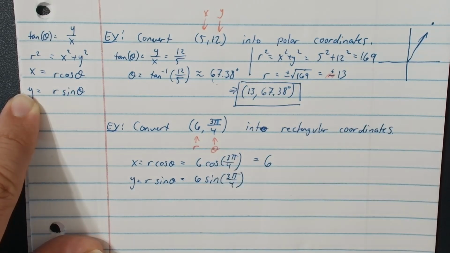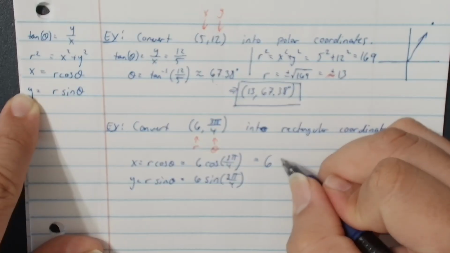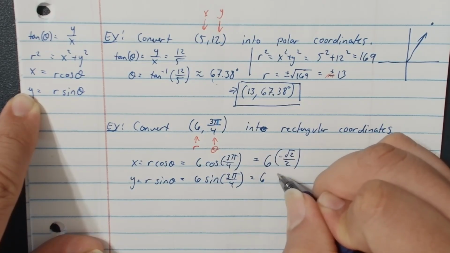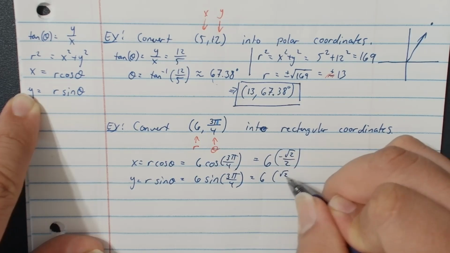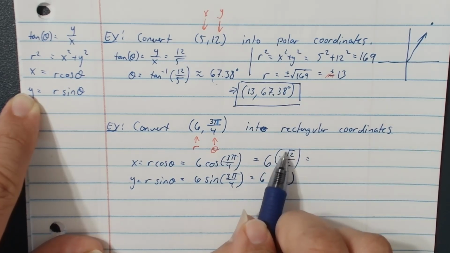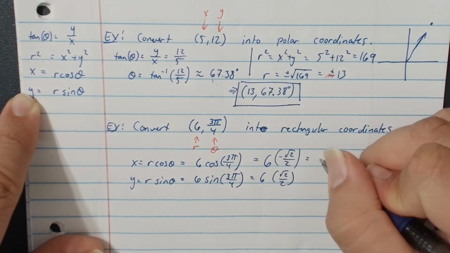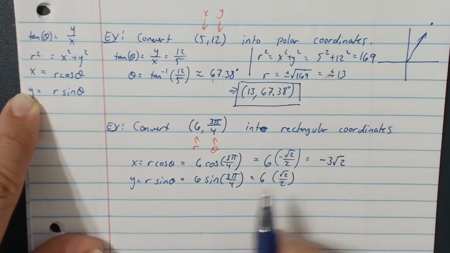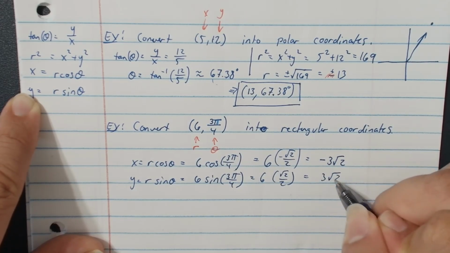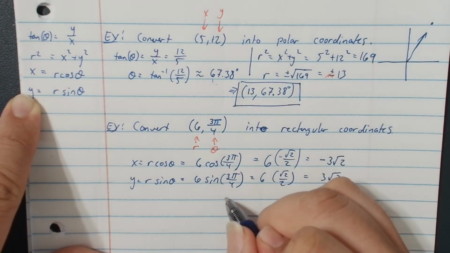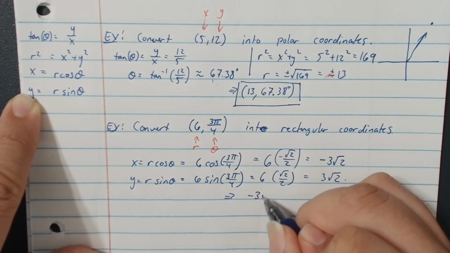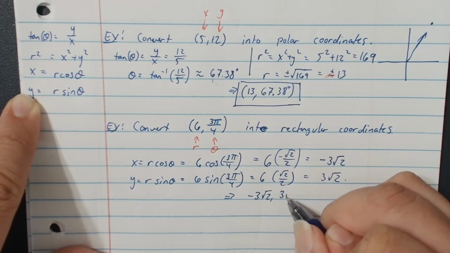Well, the cosine of 3 pi fourths, that's negative root 2 over 2. And the sine of 3 pi fourths, that's positive root 2 over 2. 6 divided by 2 is 3, times our negative root 2, that's negative 3 root 2. Here it's the same thing, but with a positive. And so we get our result. Converting into rectangular coordinates, we end up with our x is negative 3 root 2, and our y is positive 3 root 2.